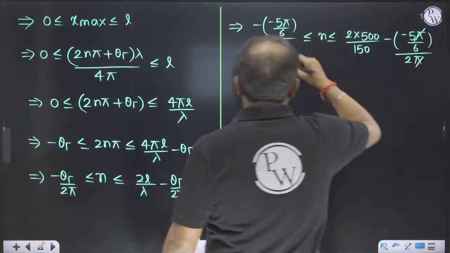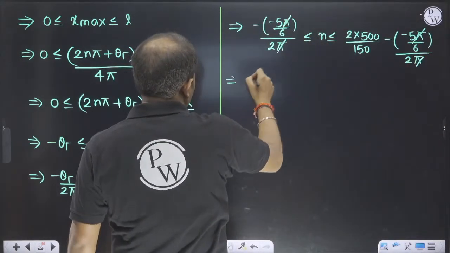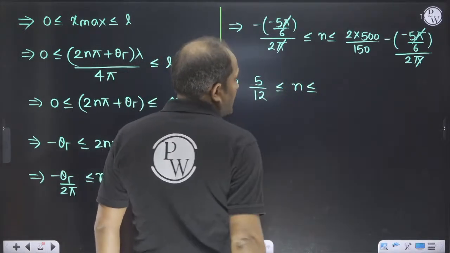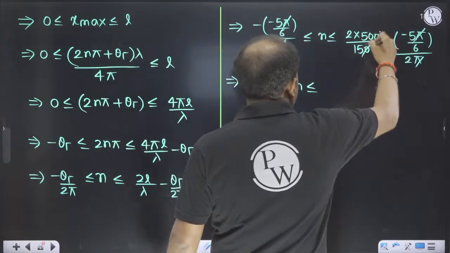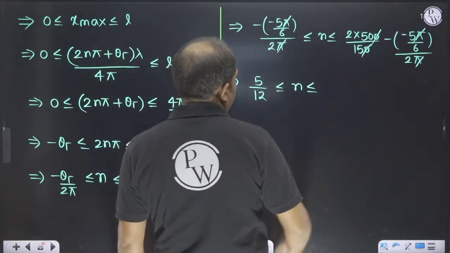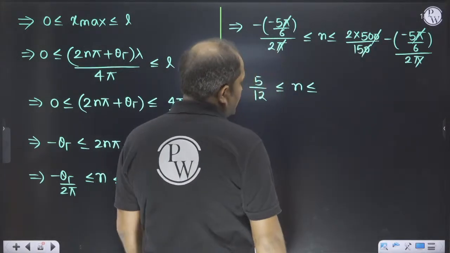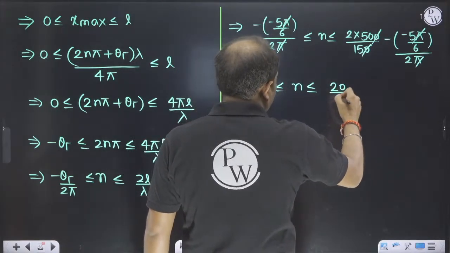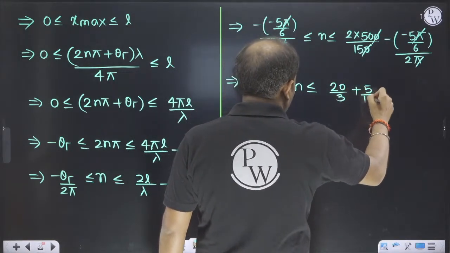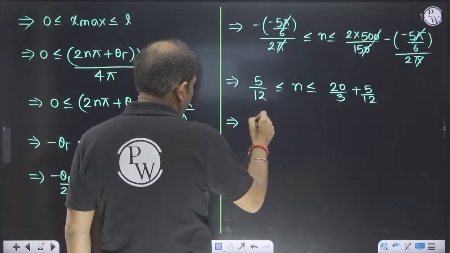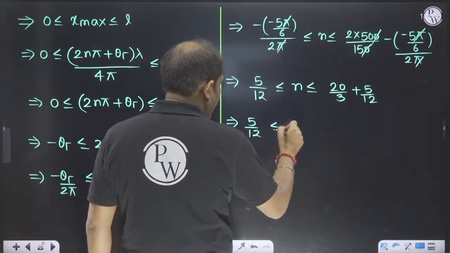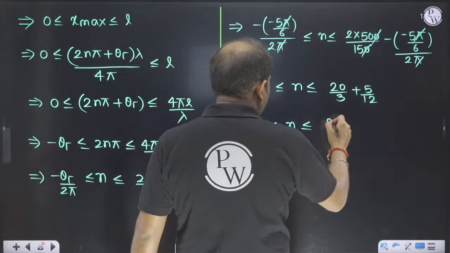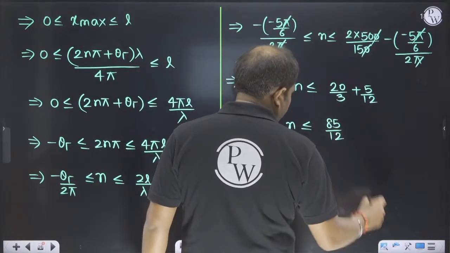So π will be cancelled out. So it will be 5 by 12, and 2L by λ, 1000 by 150, gives 20 by 3. So 20 by 3 plus 5 by 12, so 5 by 12, and it will be 4 times. So 85 by 12. Okay.